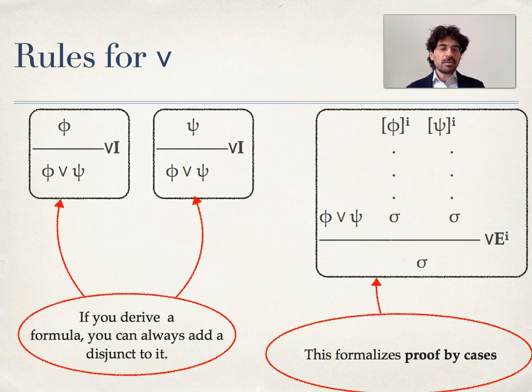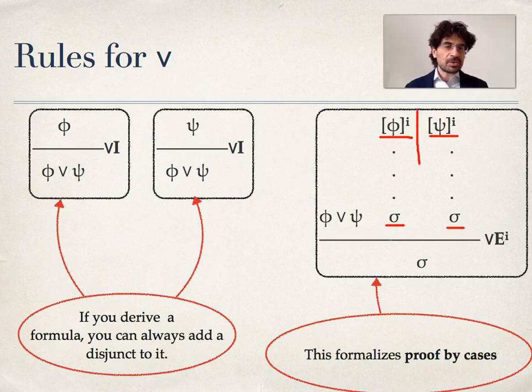This rule formalizes or captures the idea of a proof by cases. So note that on top here we have two assumptions, phi and psi. So you can consider this as two cases. Then at the bottom here we have the same formula sigma. And these are two separate derivations. So you should consider these as two branches of your tree, two separate derivations.